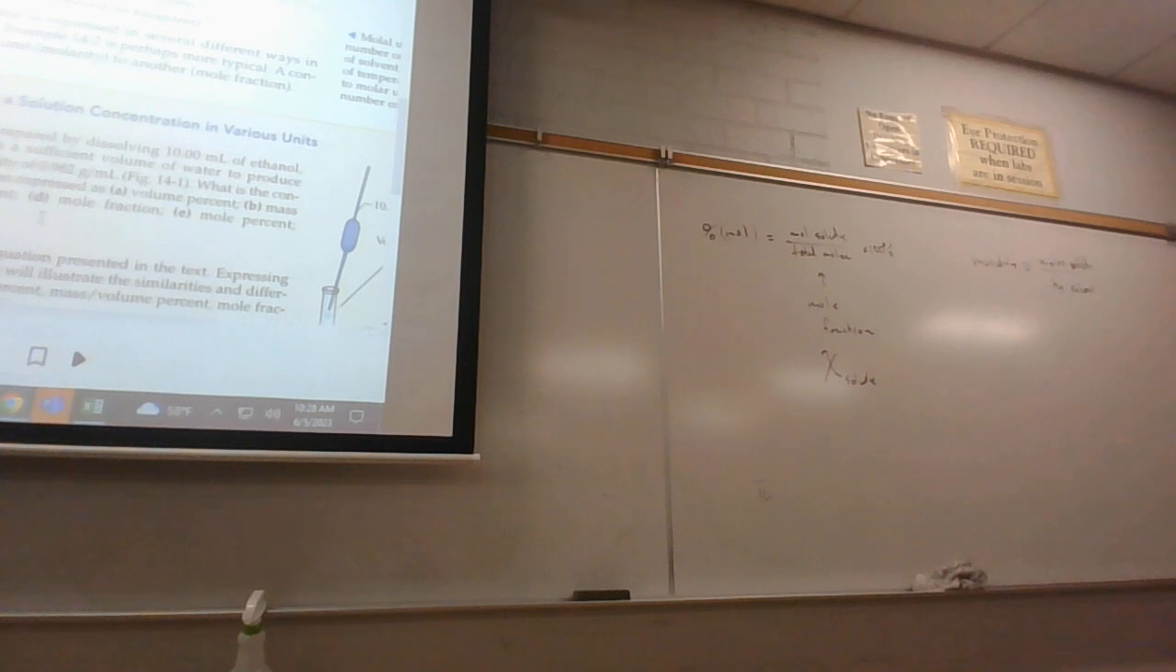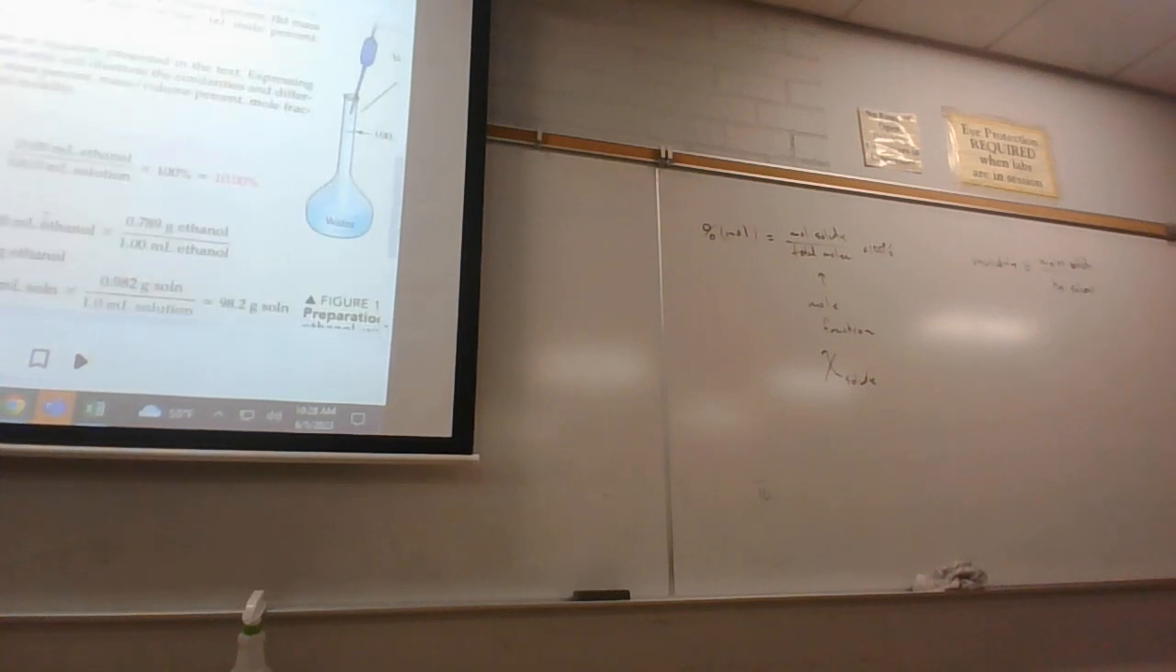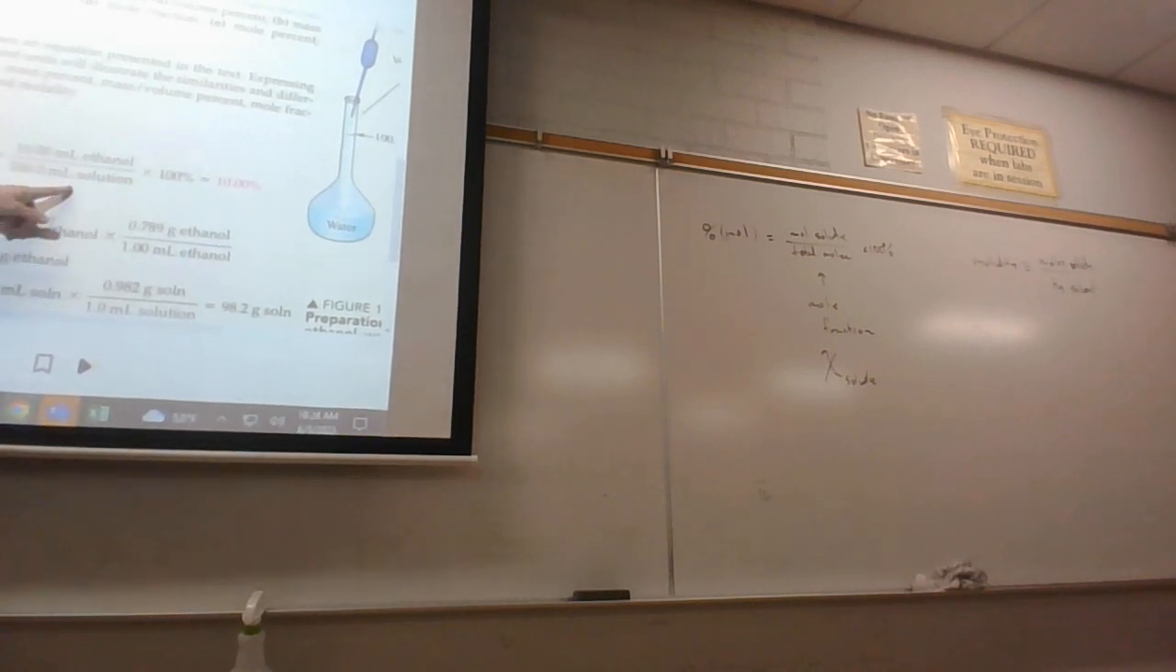It's more than adequate. And so, as far as volume percent, it's easy: 10 milliliters of ethanol over 100 milliliters solution, times 100%, is 10.00%, 4 sig figs there.